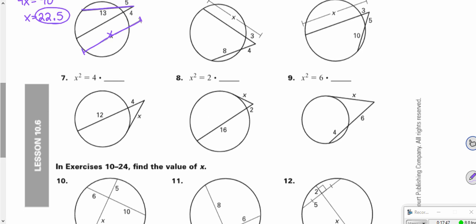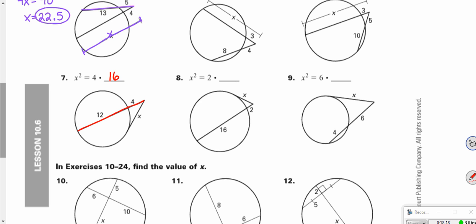Number 7. Now number 7 is that last theorem because we're dealing with segments of secants and tangents. If you remember on that one, it's the tangent piece squared because there's only one piece of it, equals on the secant segment, it's the external times the whole thing. So this piece squared, that's the x squared, equals 4 times the length of the whole thing is going to be 16. I hope you guys see that.